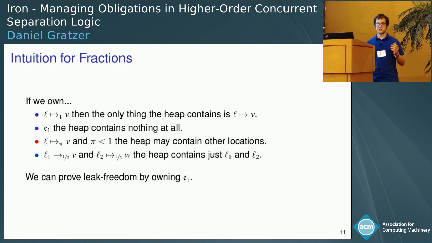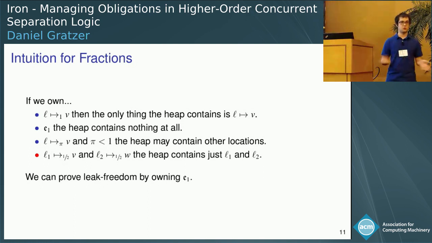So in particular, this isn't a proportional thing. If I own L points-to V at 1/2, I don't get to know that there are at most 2 locations. It's just a logical bookkeeping thing. On the other hand, they do add properly. So if I have a set of permissions which sum to 1, then I get to know that I fully know the heap. And this gives us a methodology for actually proving stuff. Because at the end of the day, we're going to gather up all of our fractions. We're going to create emp at 1. And then we're going to conclude that the heap has to be empty, and we'll have proved leak freedom.